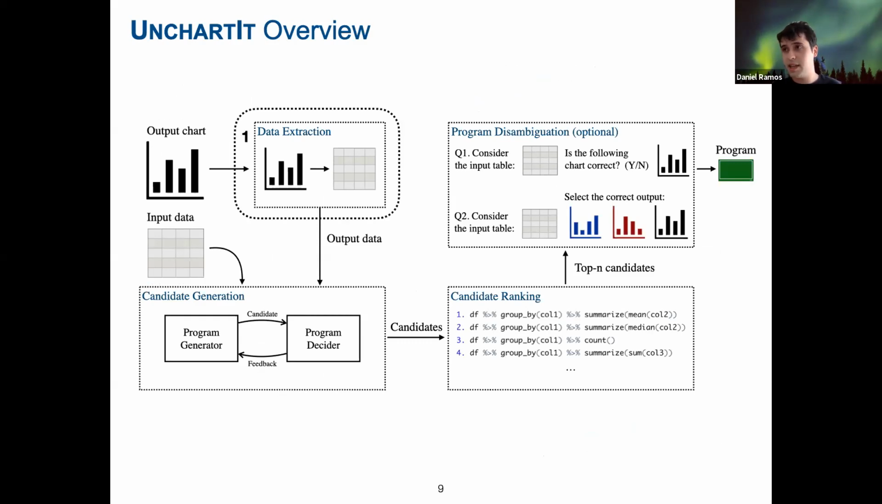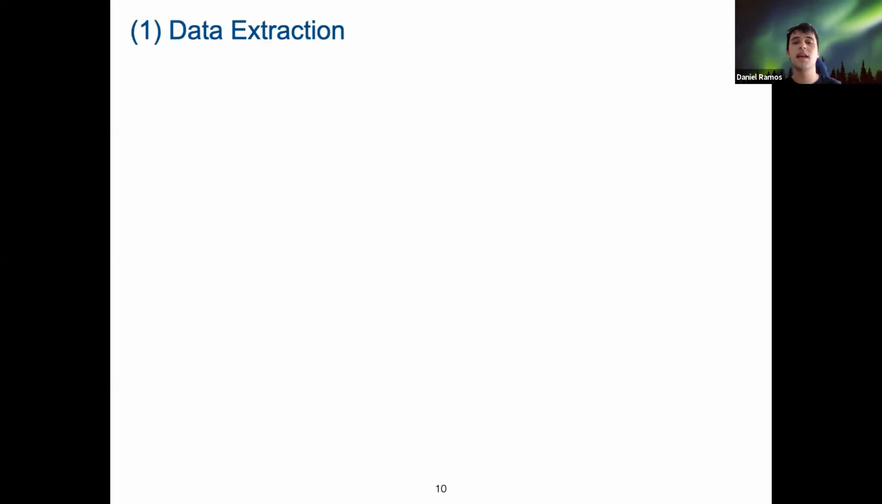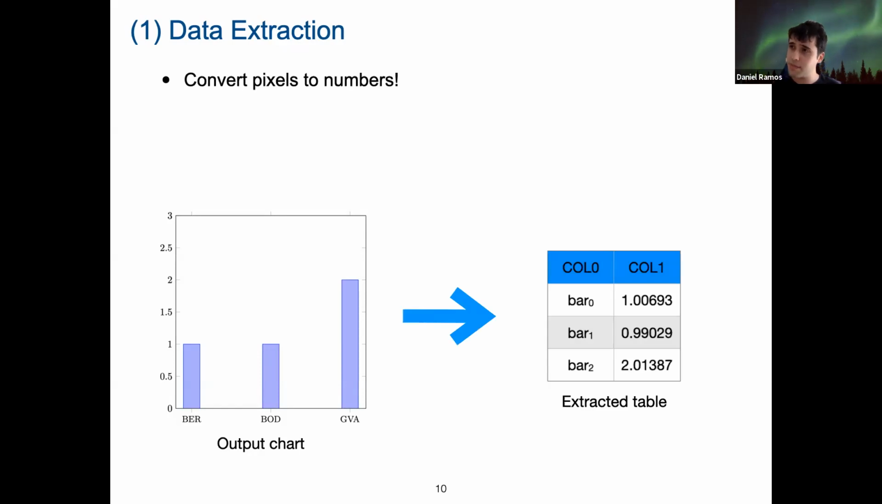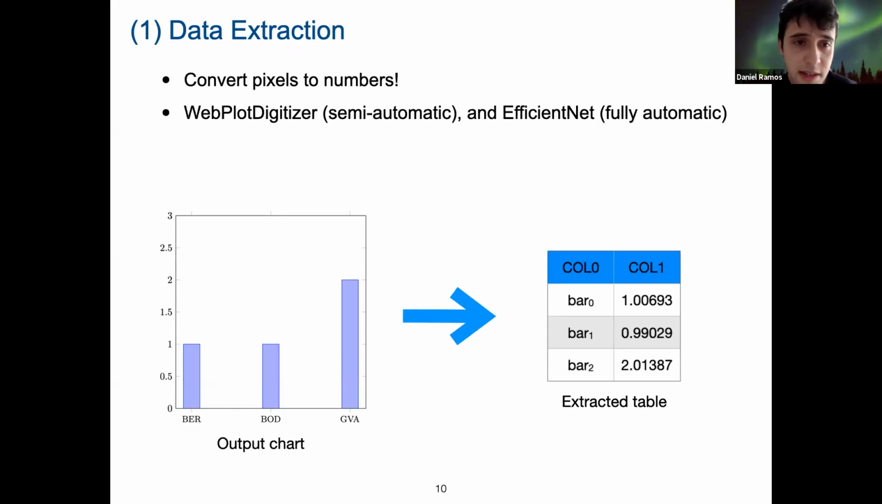And in the data extraction, what we want to do is we want to interpret the chart image automatically. We essentially want to go from pixels to numbers. For instance, for this chart, this is the table that we get. And we do this using 2 different methods. The first is using web plot digitizer, which is a semi-automatic tool, meaning it requires more input besides the chart image to interpret the chart.